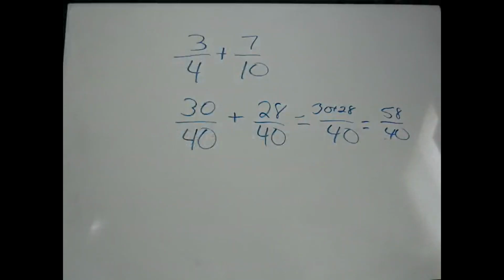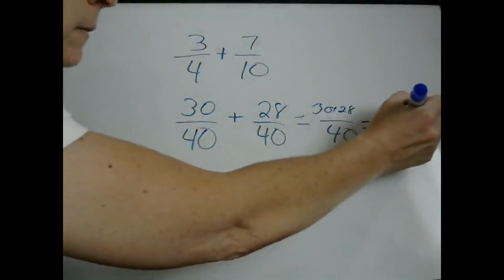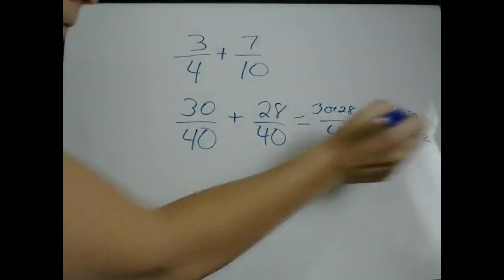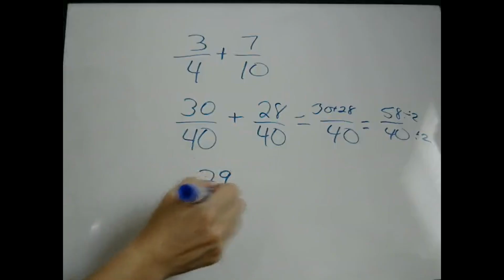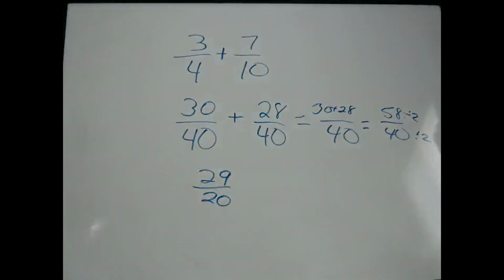Now this is not in lowest terms, and on the test they're probably going to have it in lowest terms. So if you don't know how to put this in lowest terms, you need to watch the video on Facebook about fractions, putting things in simplified form or lowest terms. But quickly we can see that we can divide the 58 and the 40 by 2. So we're going to divide by 2, and we end up with 29 over 20. This is now in lowest terms, but this is an improper fraction. It might not be in improper fraction terms.